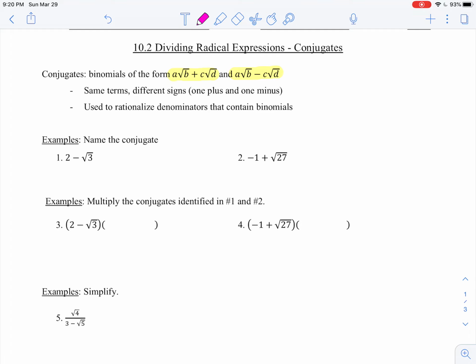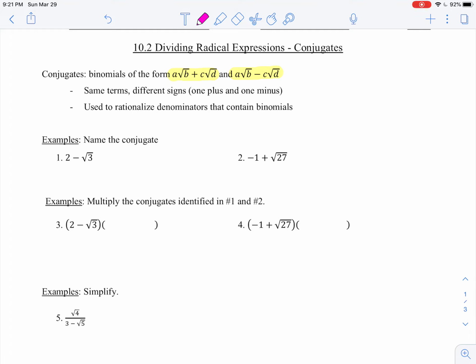We're going to use conjugates in order to rationalize denominators that have binomials in them. So remember, we can't keep a radical in the bottom of a fraction, so we rationalize. But when there are two terms, when there's a binomial in the denominator, we're going to have to use something called the conjugate. In the first two questions, we're just practicing naming the conjugates.